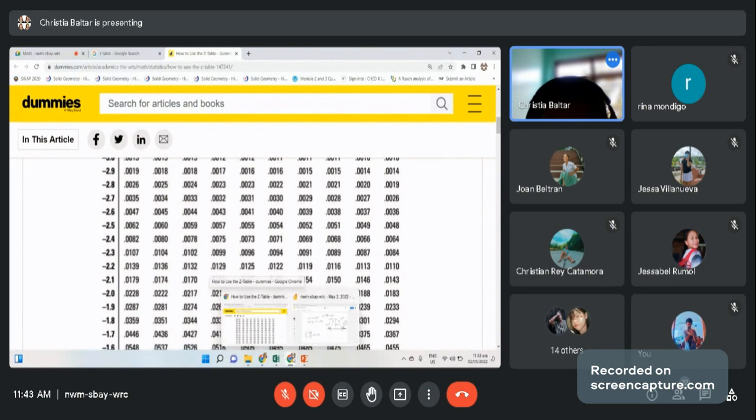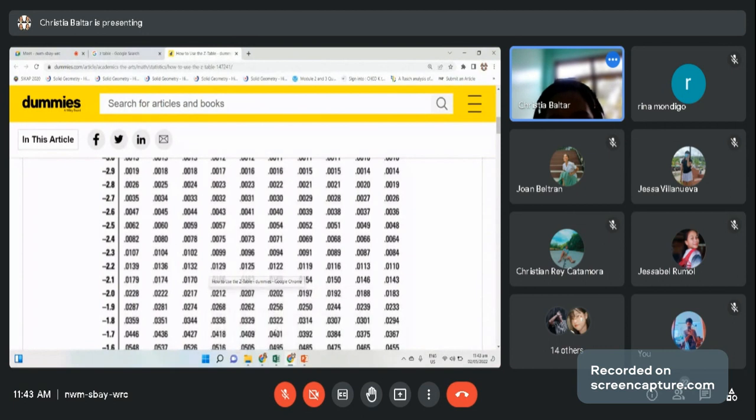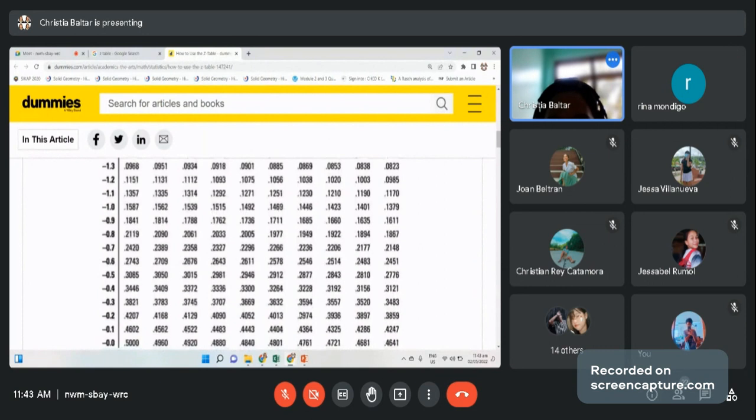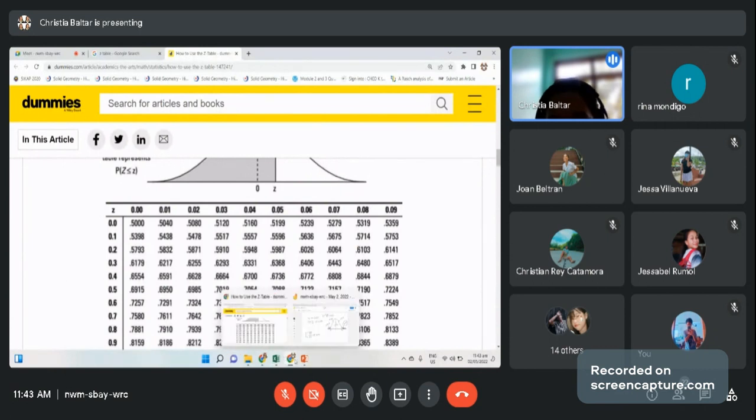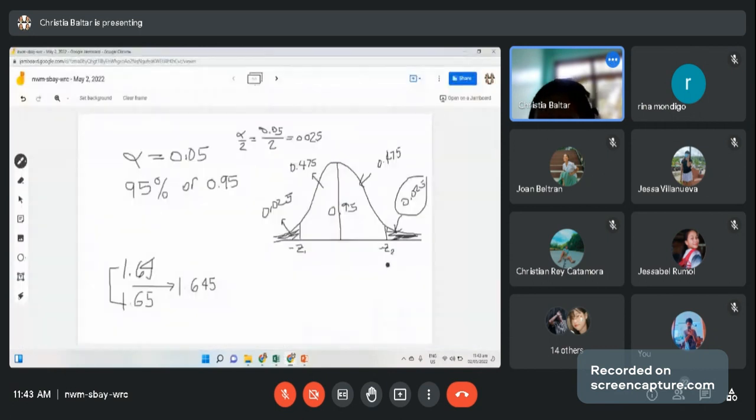Hello? Are we using the same Z table? Yes or no? Yes, ma'am. Okay, we're using the same table. So what will be our positive Z sub 2 here? What do you think would be the value?